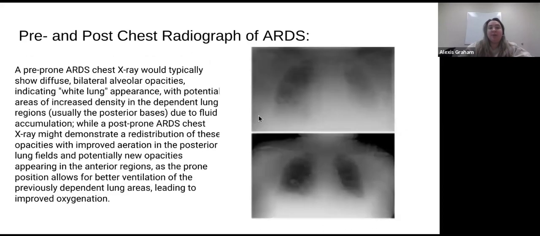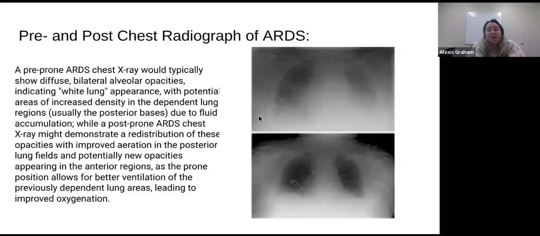And then the pre and post chest x-ray, or chest radiograph, of ARDS. A pre-proned ARDS chest X-ray would typically show diffuse bilateral alveolar opacities, including the white lung appearance, with potential areas of increased density in the dependent lung regions, usually the posterior bases, due to the fluid accumulation.